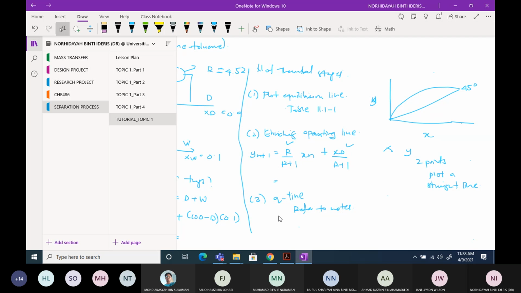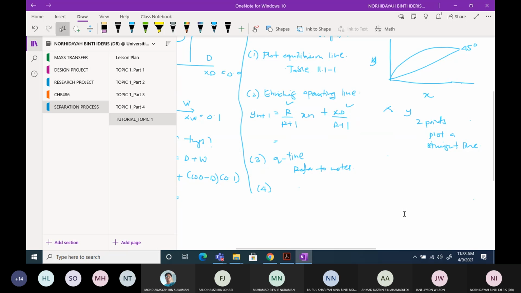After that, you have four lines right now: the 45-degree line, the VLE line, the enriching operating line, and the Q line. For the stripping line, you can just draw from XW, a point of XW on the 45-degree line, and make a straight line to the intercept between the Q line and the enriching line.